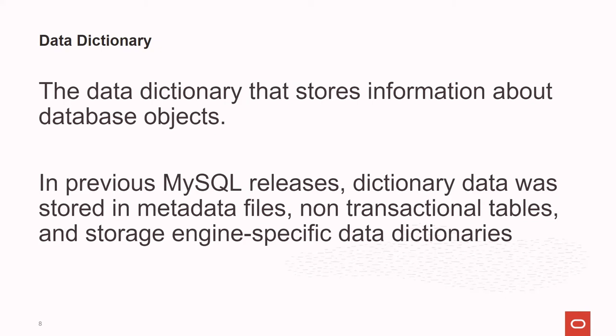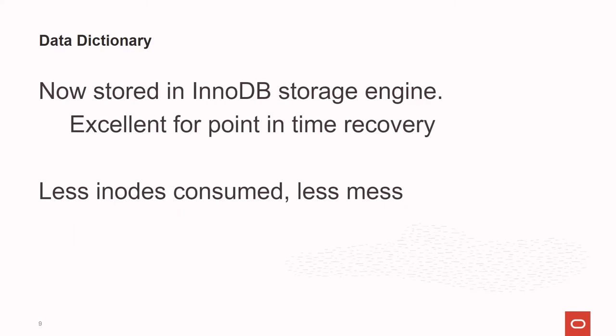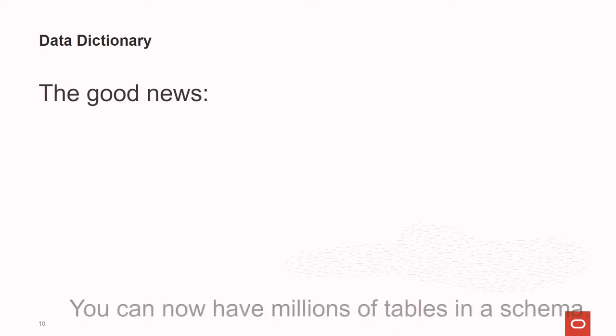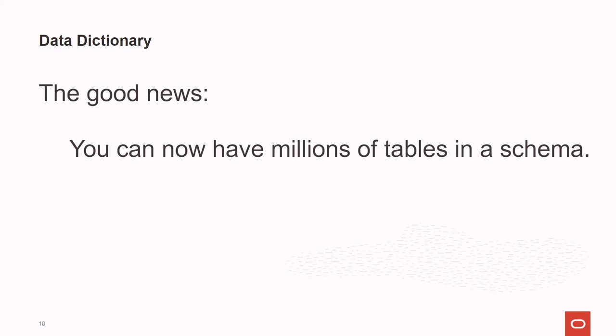But now everything's stored in the data dictionary. And it's all stored in the InnoDB storage engine, which has wonderful point-in-time recovery. So everything's out there. So we're consuming fewer inodes, it's less messy, and I think it's a little bit easier to admin that way. Now, the thing with the data dictionary is there's always good news. The good news is by not chewing up inodes and all that, we're not tied to that. So you can now have millions of tables within a schema.